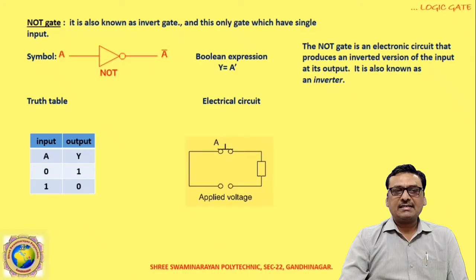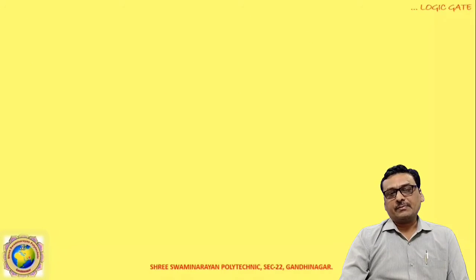Now our second is the AND gate. The AND gate is also known as the multiply gate. Its symbol and its Boolean expression are shown in the figure. Here are the two inputs.